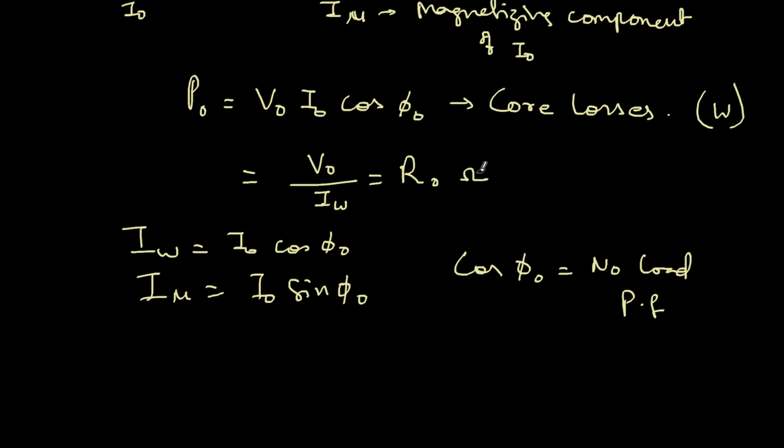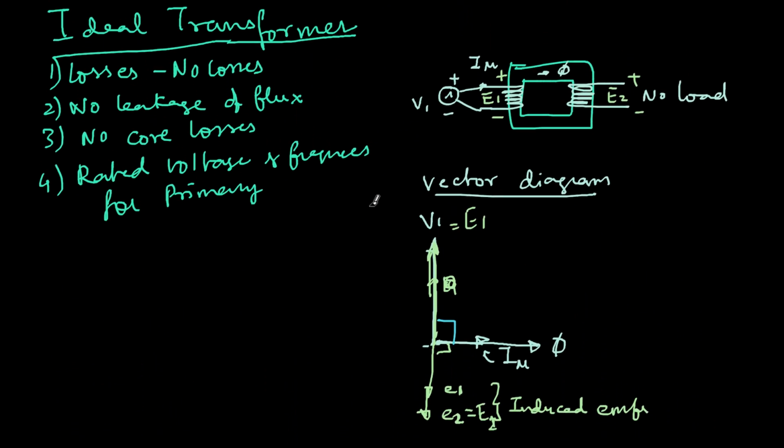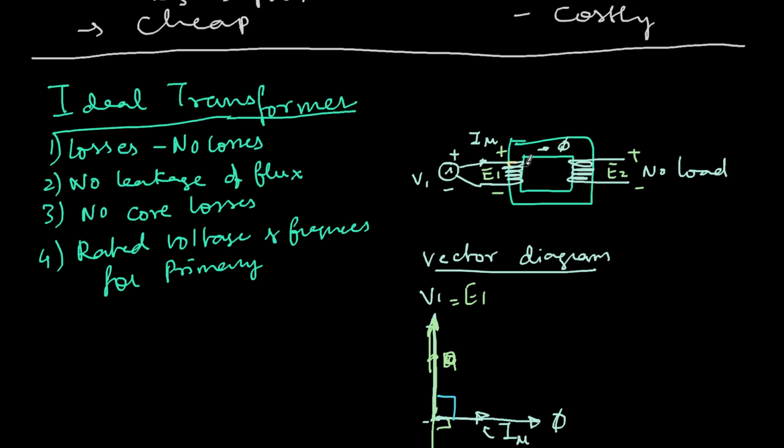But if you actually see, this is not the resistance of the coil. If I go back, this coil is there. This coil will have some electrical resistance because it is made up of copper wire. Let's say that resistance is RC.